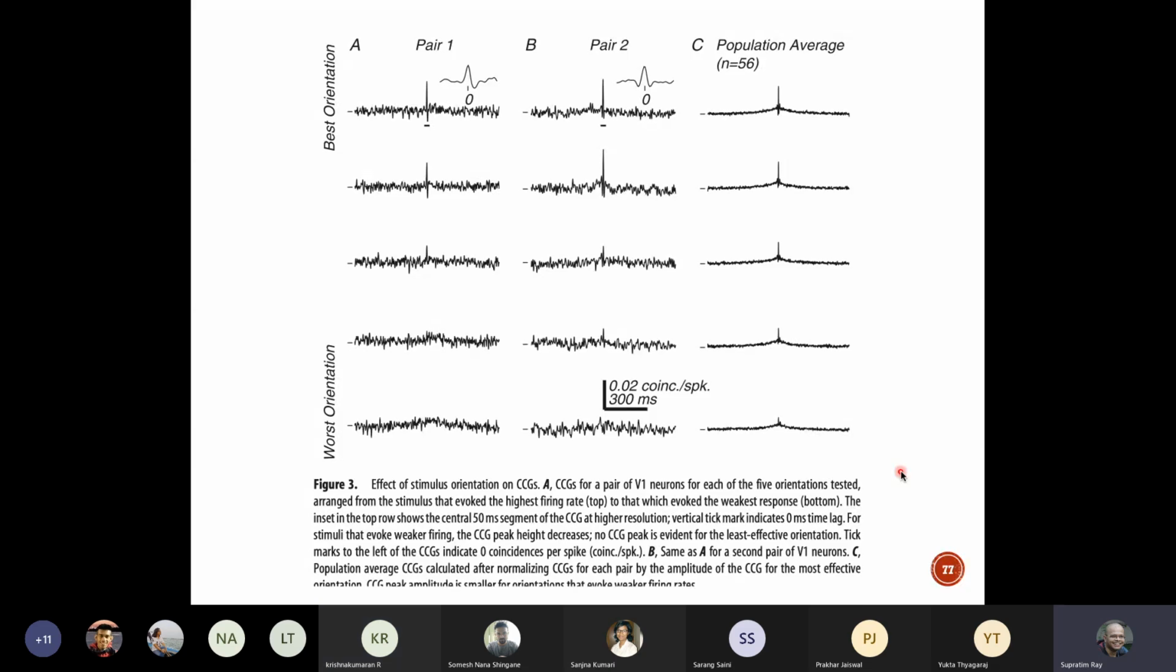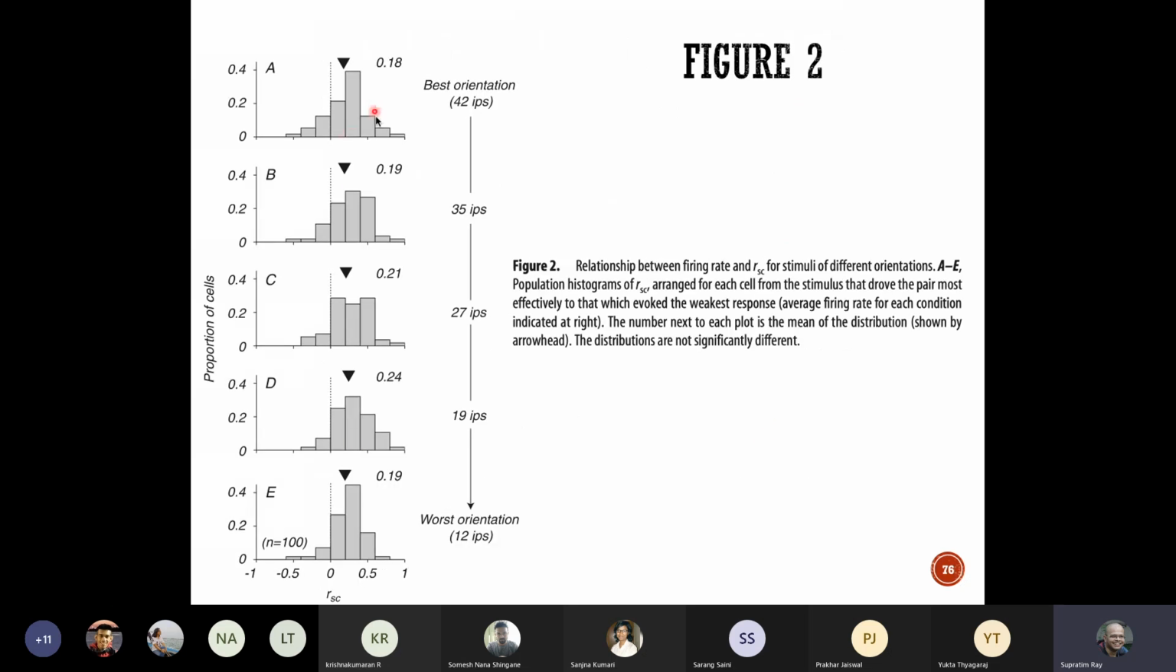So what do you guys think? The cross correlation function is showing a peak, but the spike count correlations remain the same. How is that possible? Okay, so I'll give you the answer here.